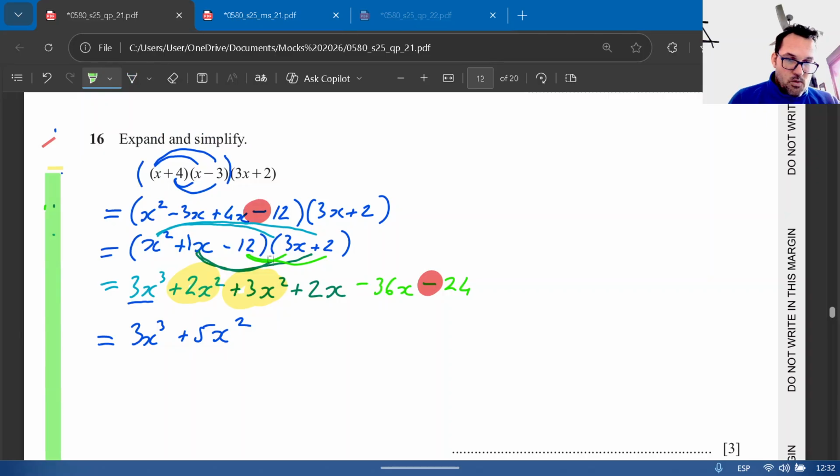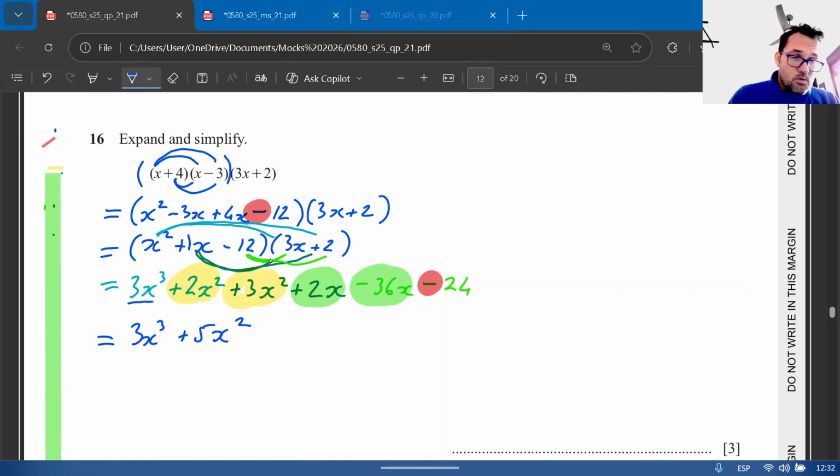Okay, then we got the plus 2x minus 36x, or rather like minus 36. Imagine it's minus 36 degrees outside. You must be in space. And it gets 2 degrees warmer. That would be minus 34x, and that minus 24 is just hanging around. And that, ladies and gentlemen, should be the correct answer.